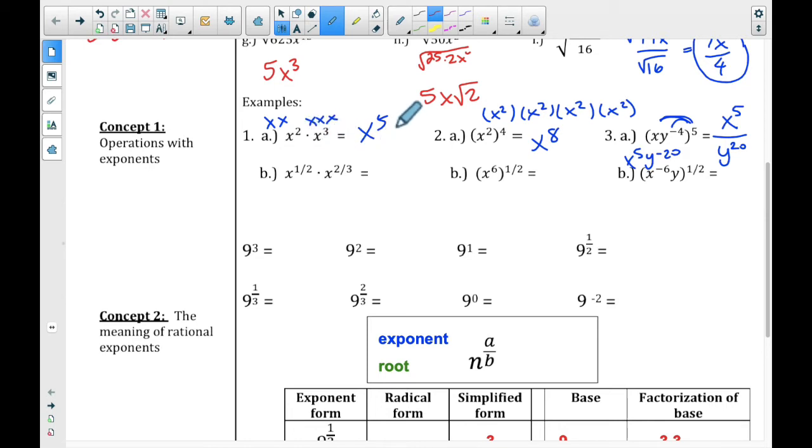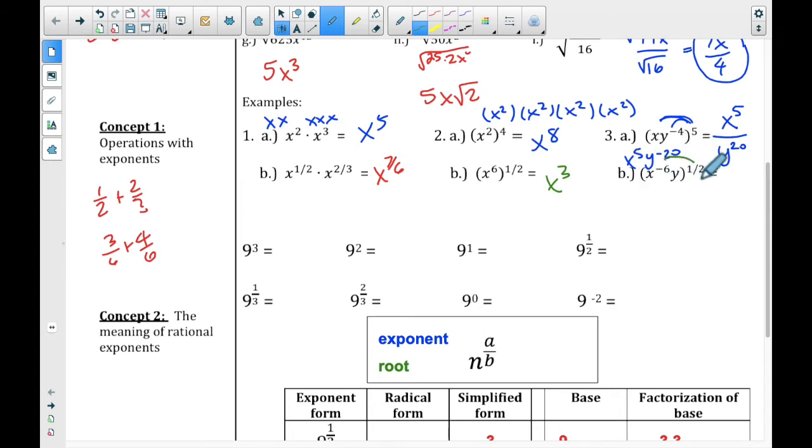So when we did this, remember, we took 2 plus 3. And so if we do this next one, we have to take 1/2 plus 2/3. Well, what's 1/2 plus 2/3? Well, that's 3/6 plus 4/6, which is 7/6. So this is x to the 7/6 power. And if we have x to the 6 to the 1/2 power, well, up here we multiply 2 times 4 is 8. Here we're going to multiply 6 times 1/2. That is third power.